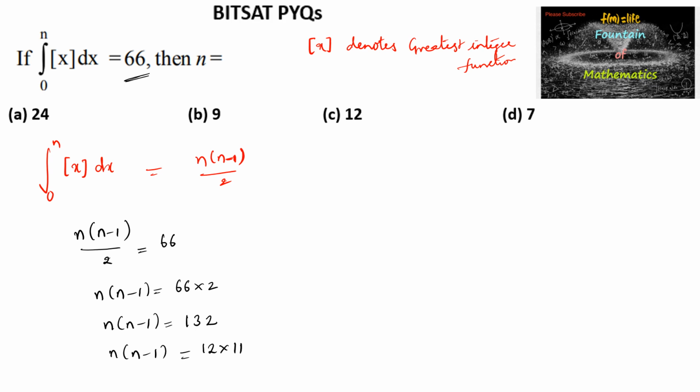12 11s are 132, so we can write n into n minus 1. So comparing, n is equal to 12 and n minus 1 will be 11. So we can write n is equal to 12. So we can go with option C.